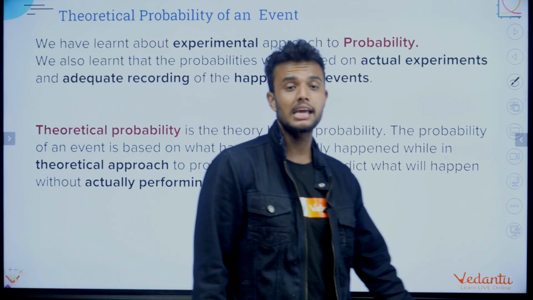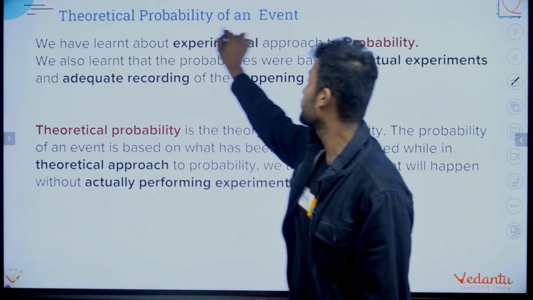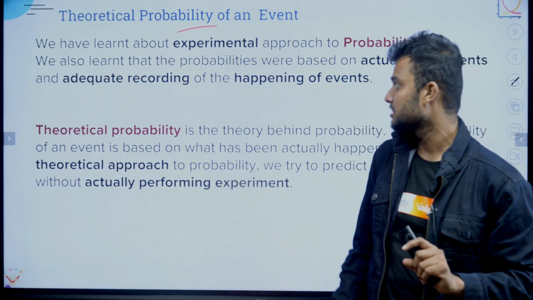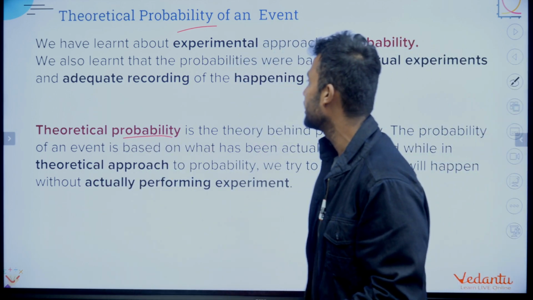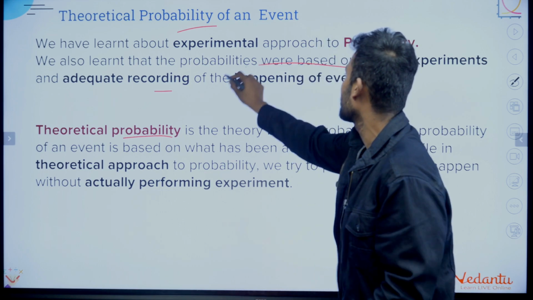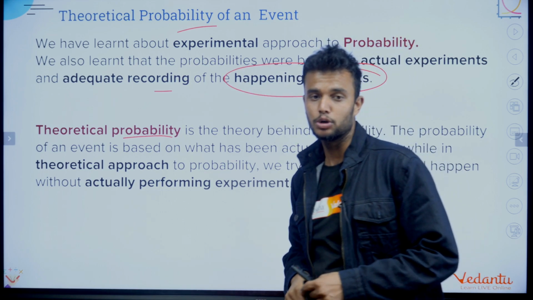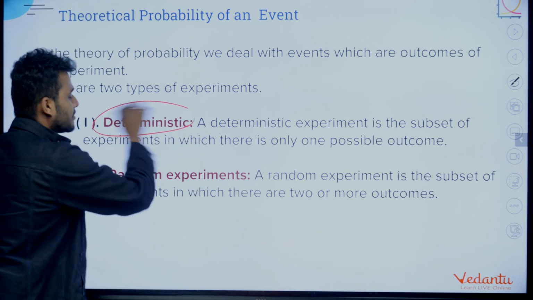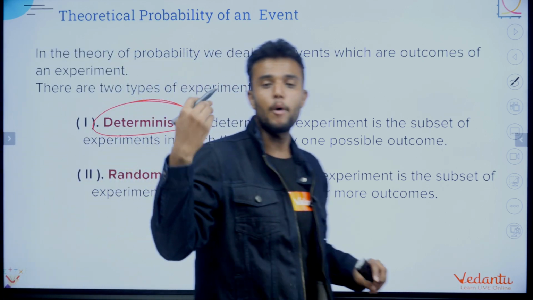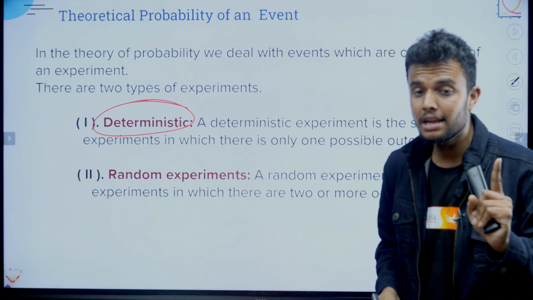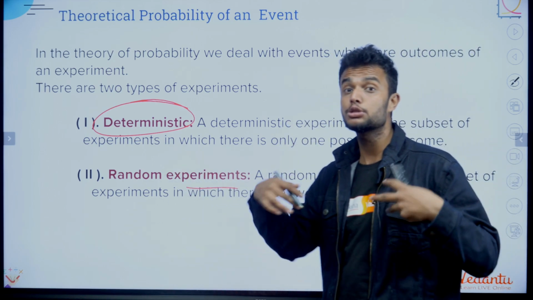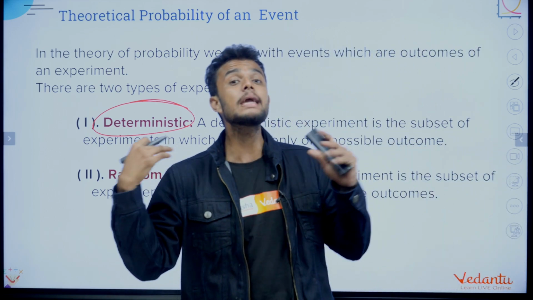Next, theoretical probability of an event. These are some important terminologies. Theoretical probability is there. How to get recording, happening of events, everything we already know. This is not important, just leave it here. And also, what is deterministic? It's nothing but if the possible outcome is only 1, this is called deterministic. And random experiment is nothing but possible outcomes are 2 or more. We have many possible outcomes.